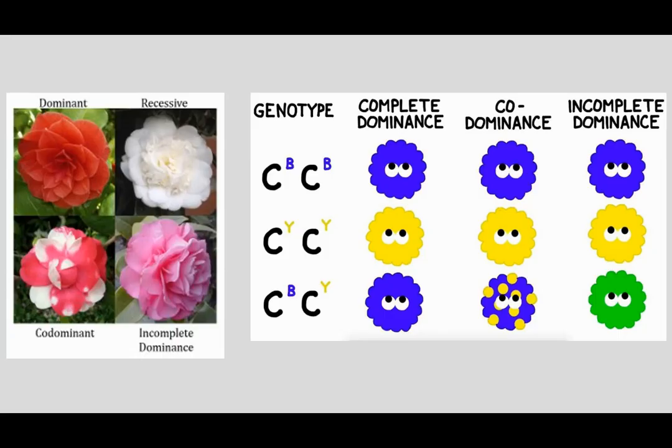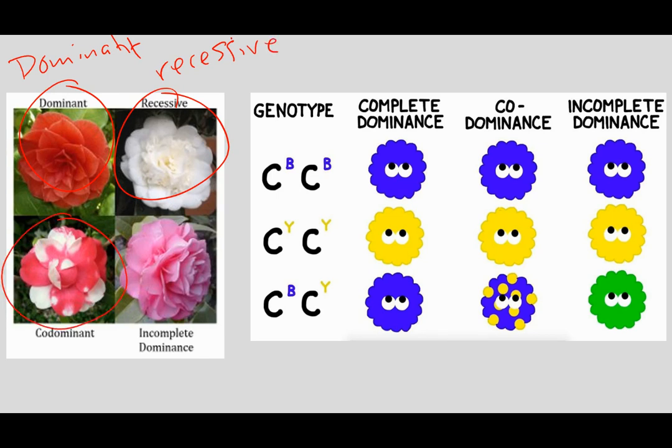So you can see how we have all of our different examples shown in this picture. We have our dominant versus recessive, homozygous dominant, and homozygous recessive. And then we also have our codominant, where both the traits are displayed, and then our incomplete dominance, where an intermediate is displayed.